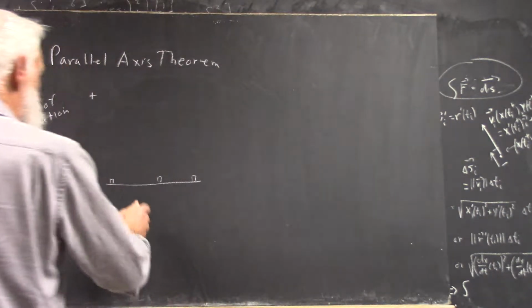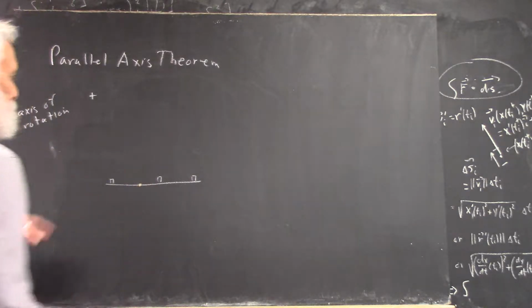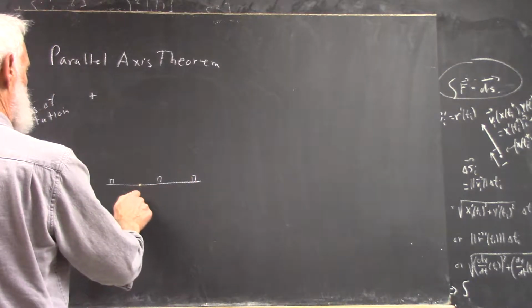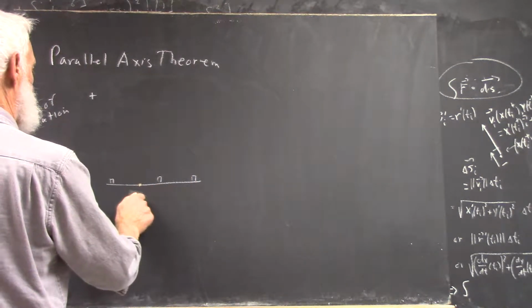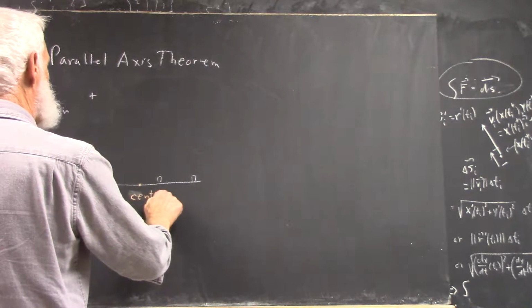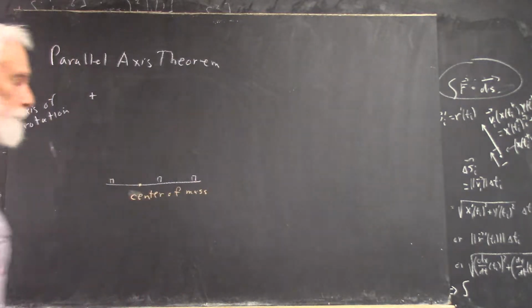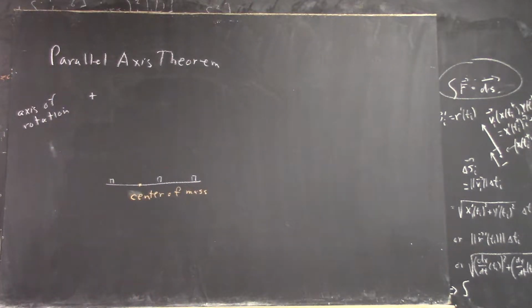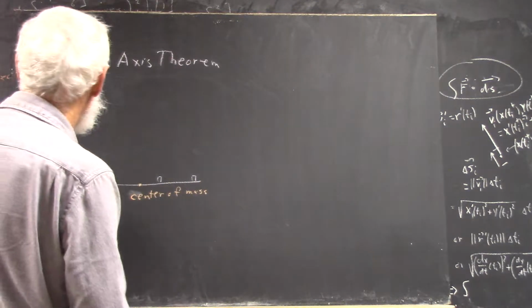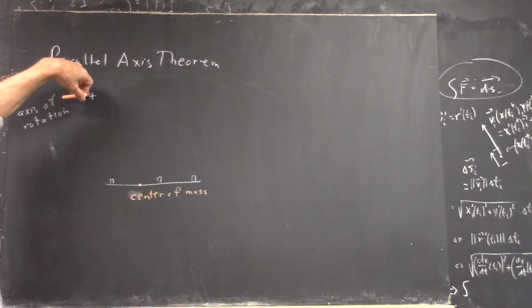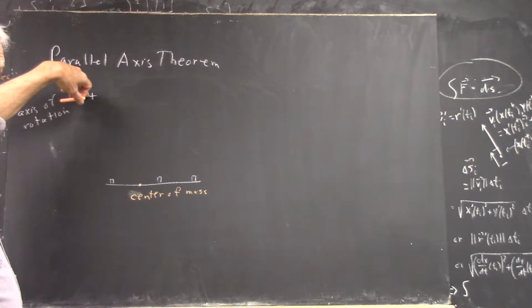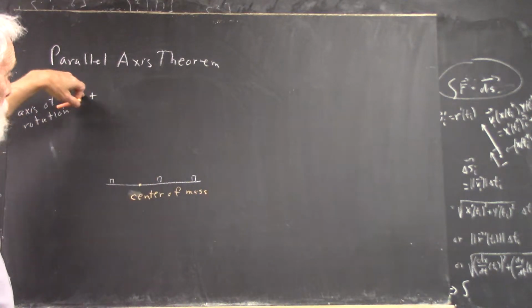Okay, so we have a center of mass on the beam. We have an axis of rotation up here. Might not even be an axis of rotation, but it's an axis. Okay? What's the moment of inertia of this thing about this center of mass?